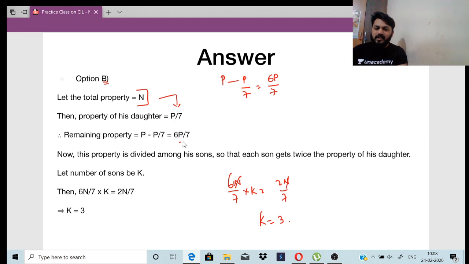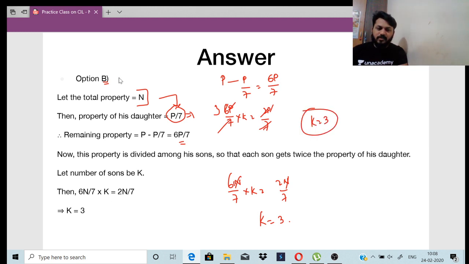N minus N/7 gives 6N/7. What they told is that the share of the daughter is single and the son's is double, twice the property of the daughter. So 6N/7 into k is equal to 2N/7. 7 cancels, N cancels, so k equals 3, which is option B. Clear everyone? Shall we move on to the next one? Yes, Pranav?